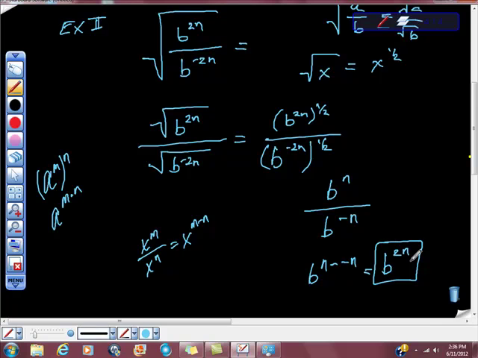So rules of exponents. I hope it was really, really helpful. This stuff pays off forever. I swear it does. So keep up the good work, you guys.